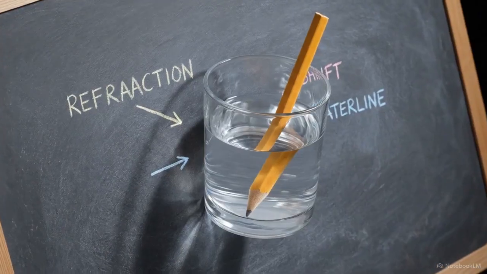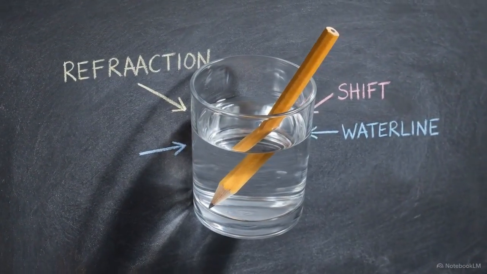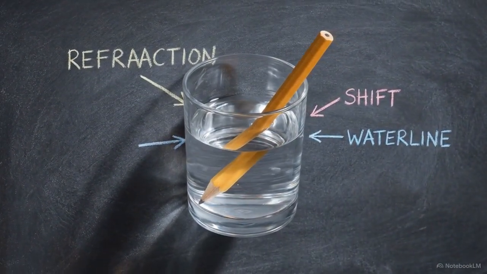But these rules only apply when light bounces off a surface. What happens when light passes through a medium, like water, and begins to bend?